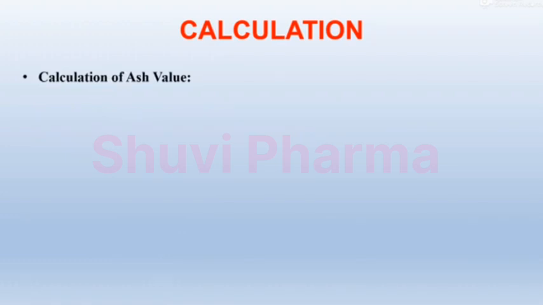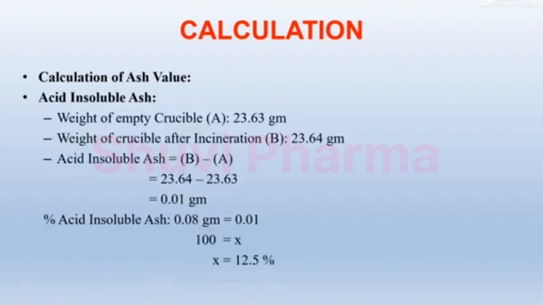So here are the calculations for acid insoluble ash. Same way, the weight of empty crucible was noted 23.63 gram. Then the weight of crucible after incineration was noted 23.64 gram. Then the acid insoluble ash was calculated by subtracting A from B and the value obtained was 0.01 gram. Then the percent acid insoluble ash obtained was 12.5.